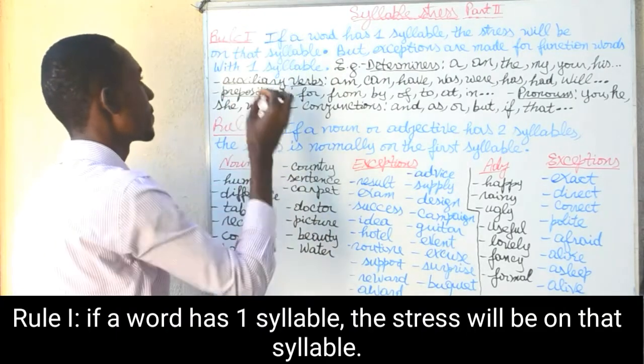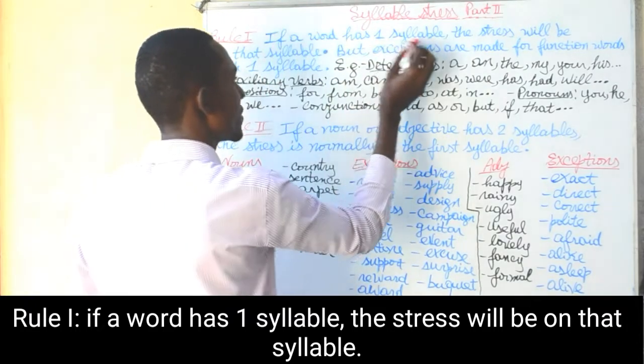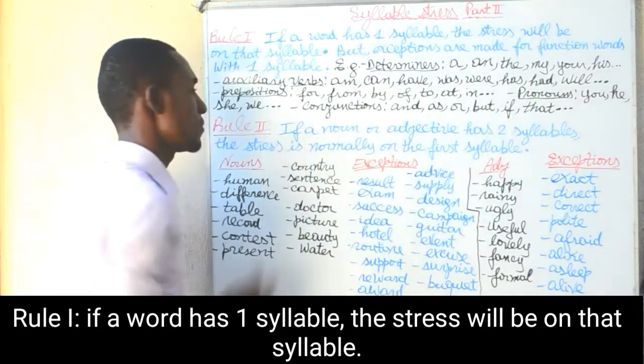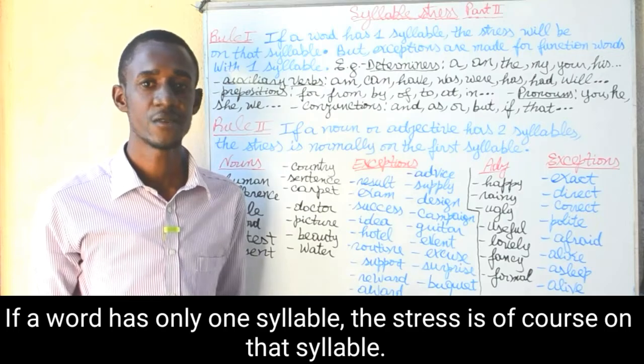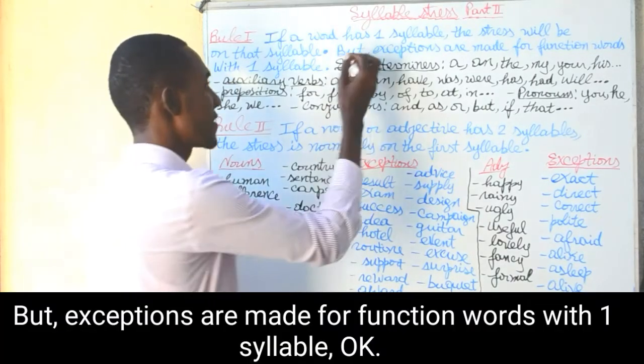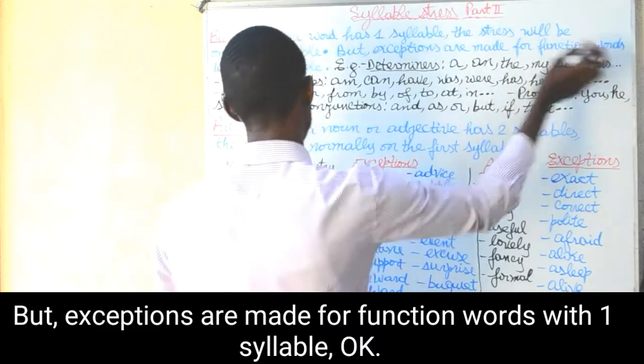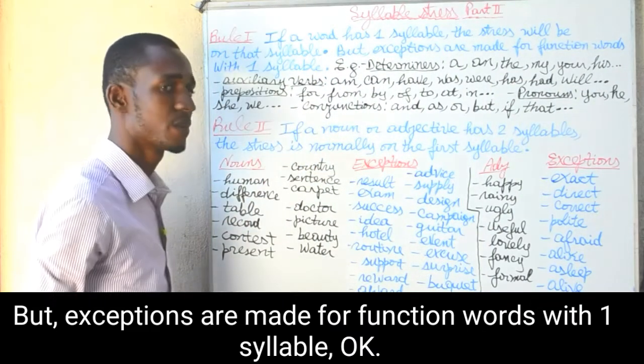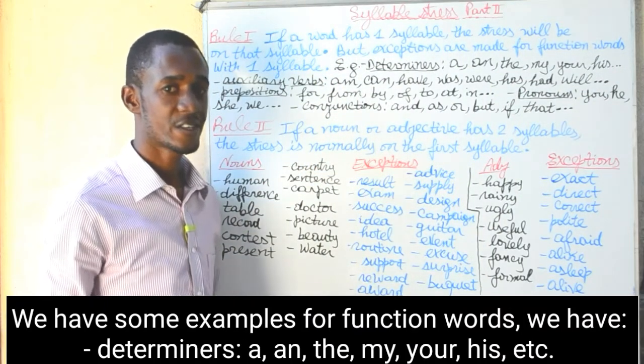Rule number 1. If your word has one syllable, the stress will be on that syllable. If your word has only one syllable, the stress is of course on that syllable. But exceptions are made for function words with one syllable, okay? We have some examples for function words.